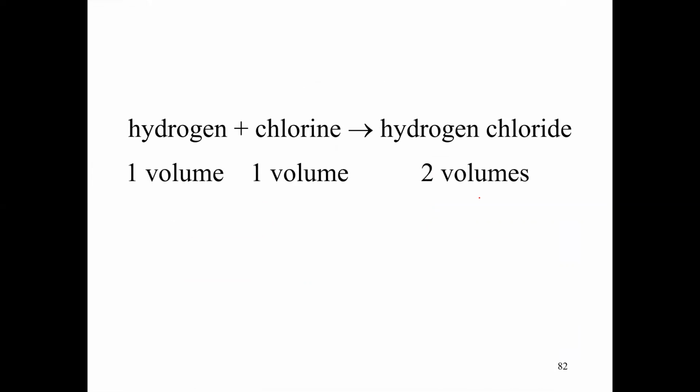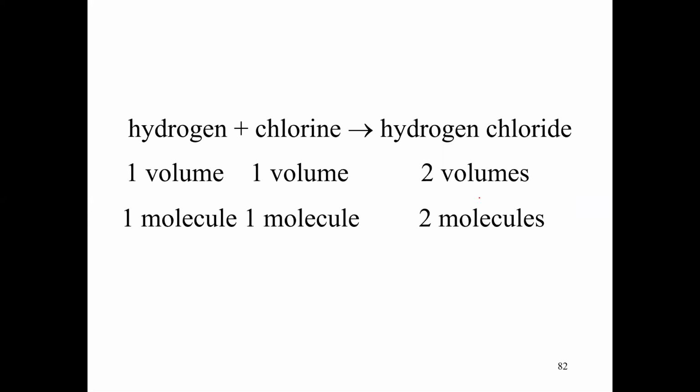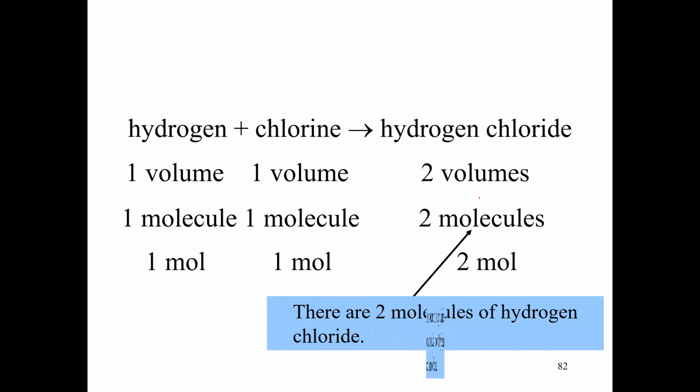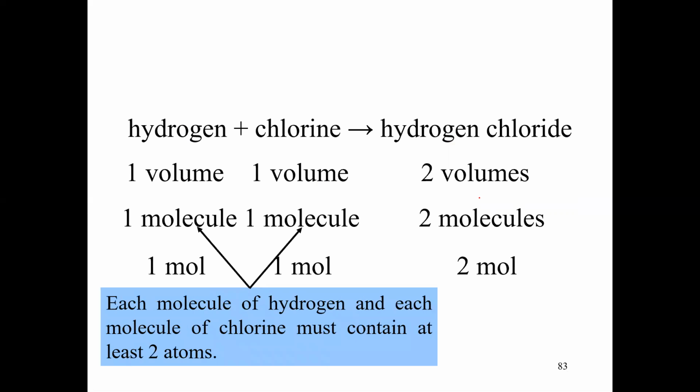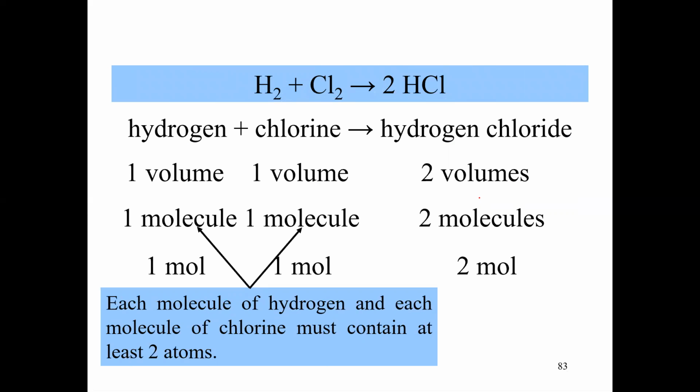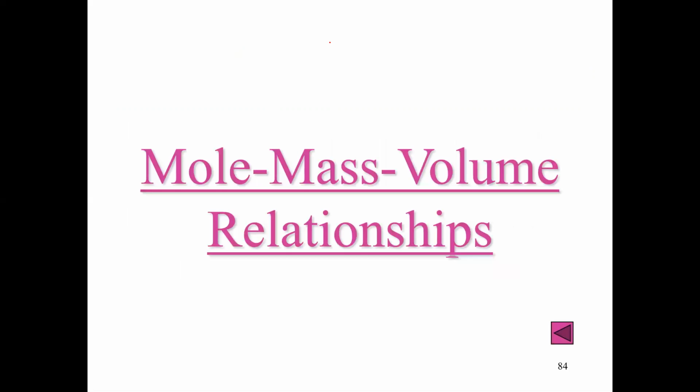Hydrogen plus chlorine goes to hydrogen chloride. One molecule plus one molecule goes to two molecules of hydrogen chloride, each molecule having one atom of hydrogen and one of chlorine. Each molecule of hydrogen and chlorine is essentially two atoms. So basically, this is how the early scientists determined the nature of diatomic gases. Essentially, diatomic gases were determined by these kinds of experiments, reacting one gas with another.